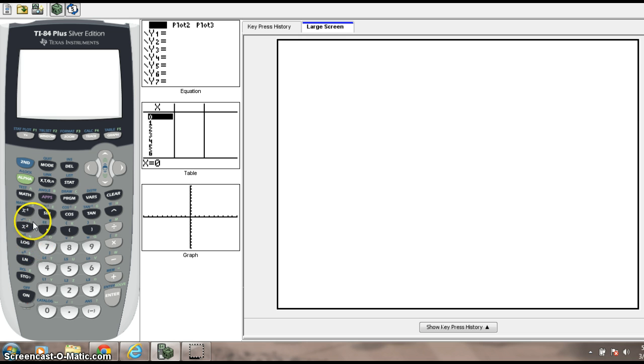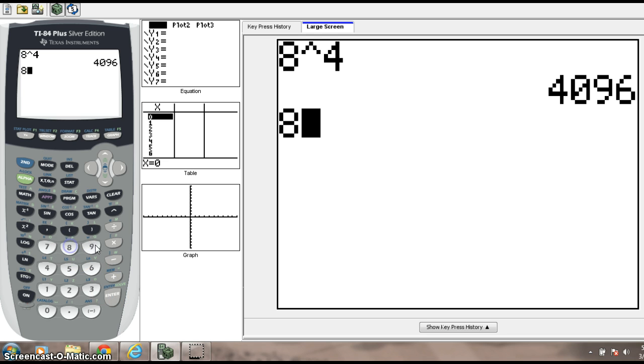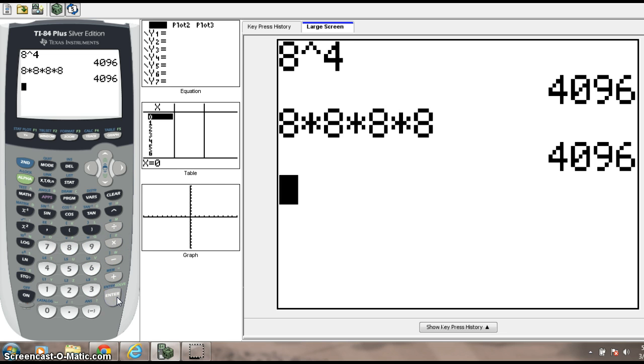Now there is no 4th power button on here, so we're going to have to do 8, then this caret key, then the number 4. Enter. So that just multiplied 8 times 8 times 8 times 8. Now you could do it this way, but that would take a long time. You get the same answer, but it would just take a longer period of time. So let's clear our screen again.